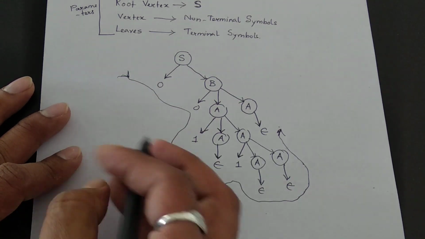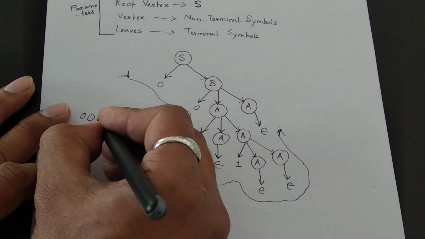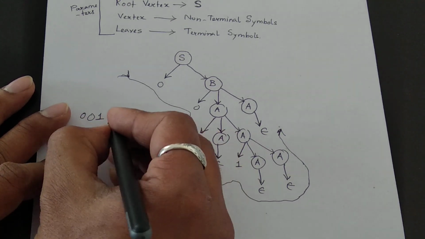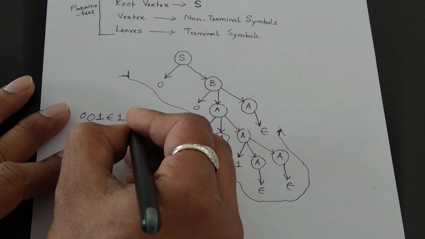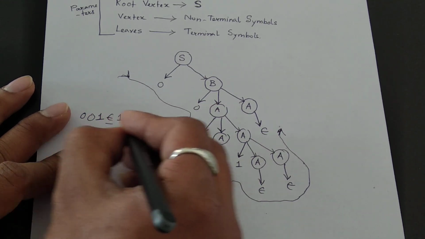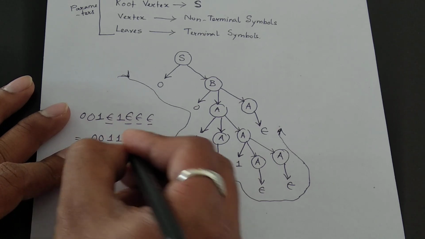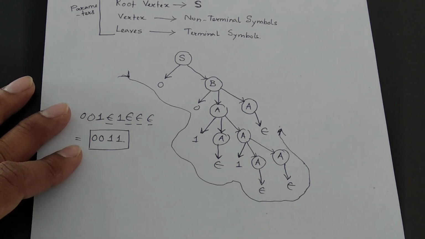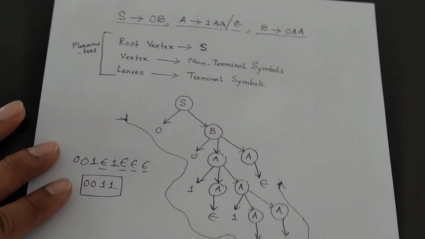So the first symbol will be 0, the second will be 0, then the third will be 1, then the fourth will be epsilon, then the fifth will be 1, then epsilon, then epsilon, and finally epsilon. So epsilon I can eliminate. Then finally the string will be 0011. So this is the string that has been derived by using this derivation tree or parse tree.